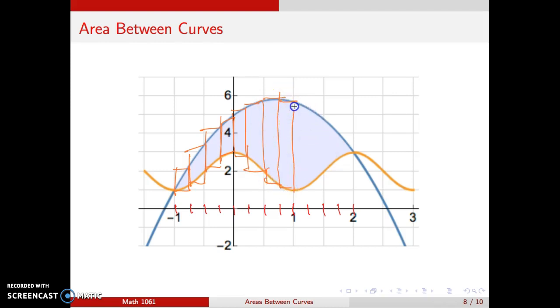But my sample point determines not only the full height, but the lower bound height as well. So it's kind of clumsy use of height there, but the difference between the two is the height of the approximating rectangle.